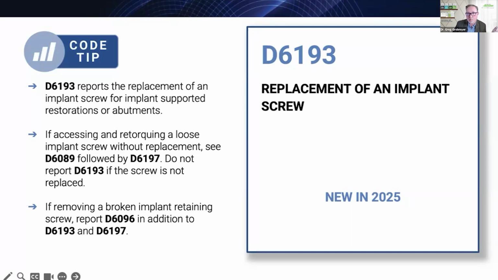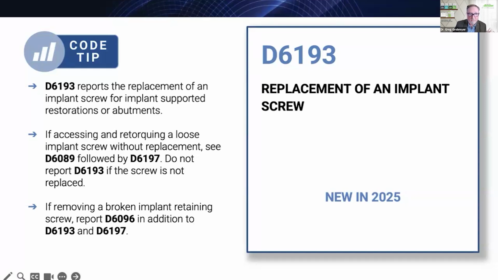Now note, when you're doing a replacement of a screw, you're also more than likely going to be able to do the 6197. People forget about that one. That's the replacement of the restorative material to close the access hole. So filling back over the screw hole is a D6197. Payment on that one varies, but that is a code that you can report. Usually set the fee similar to one surface posterior resin, something like that.